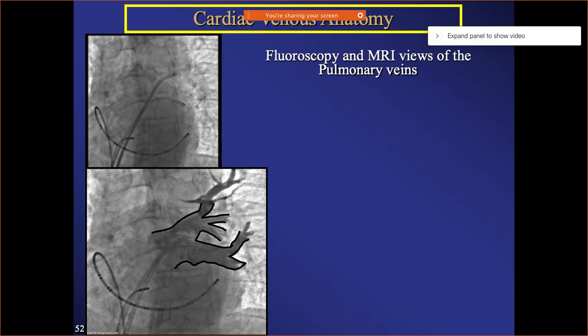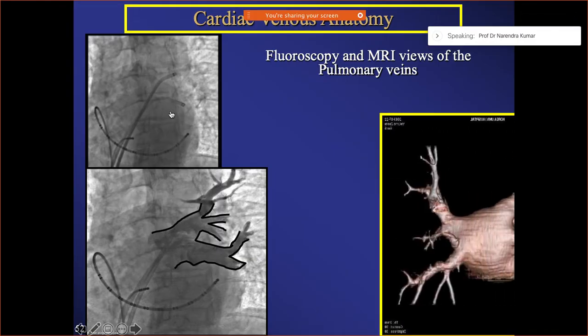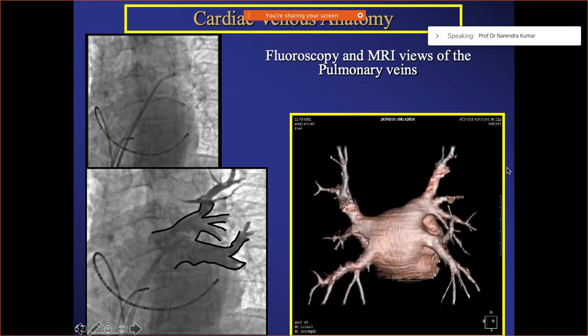So this is more of a pulmonary venous angiogram, and when it is seen, we will be able to pinpoint the different branches and sub-branches of the pulmonary vein as well. Let me see if this plays. No? Come on. Okay, so this is more of a CT angiogram.